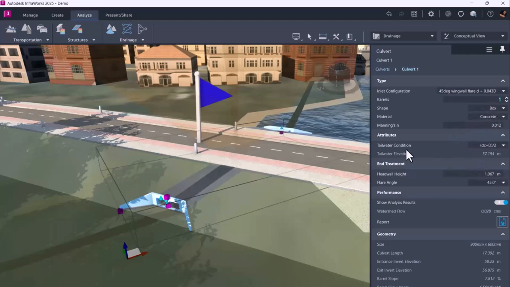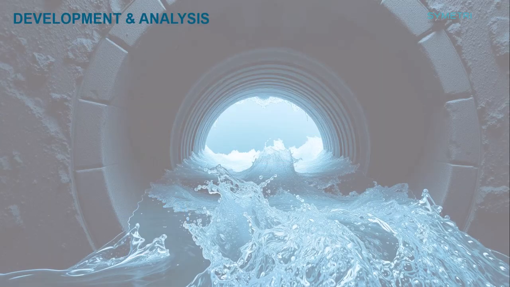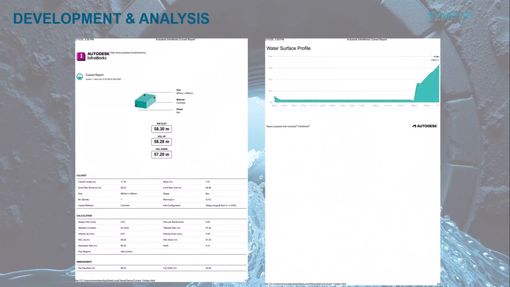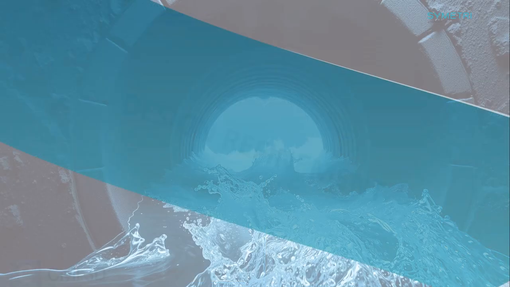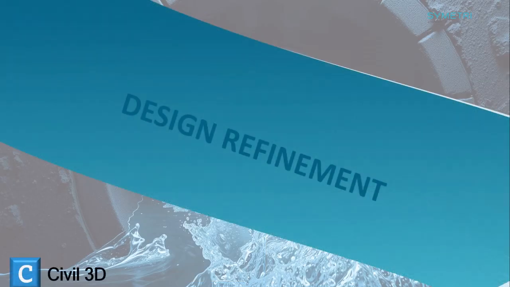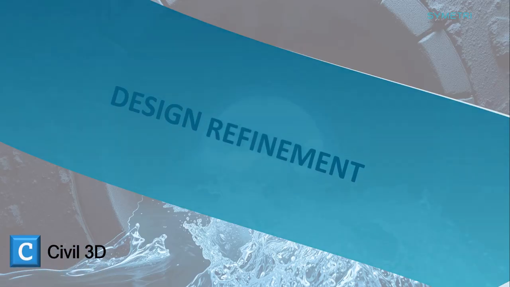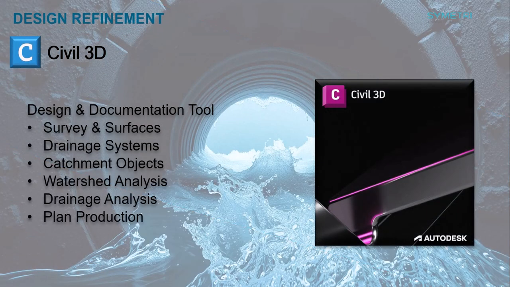But you can see how we can set up tailwater, end treatment conditions, performance, lots of things like that. And then there's even a report tool over there too, so we can quickly run a report on what that pipe is doing and what its performance is going to look like, which is cool. From here, now we're ready to start refining that design. For that, we're going to utilize Autodesk Civil 3D.